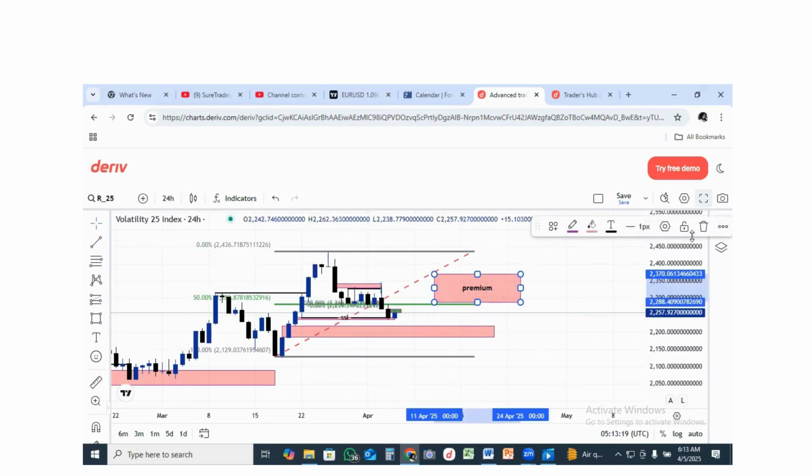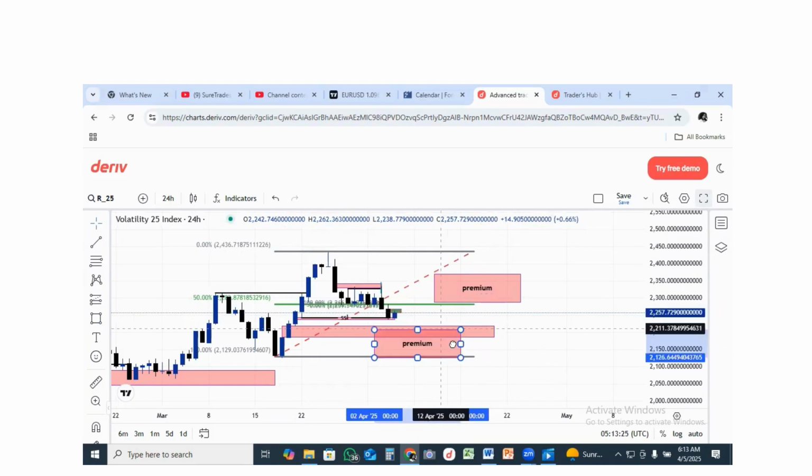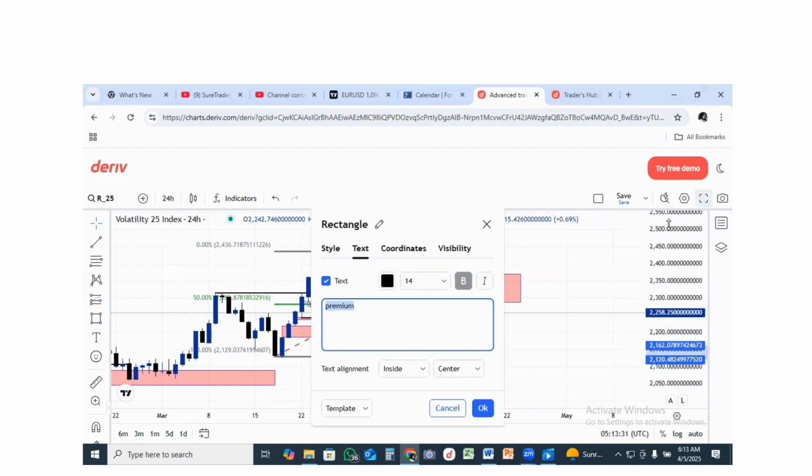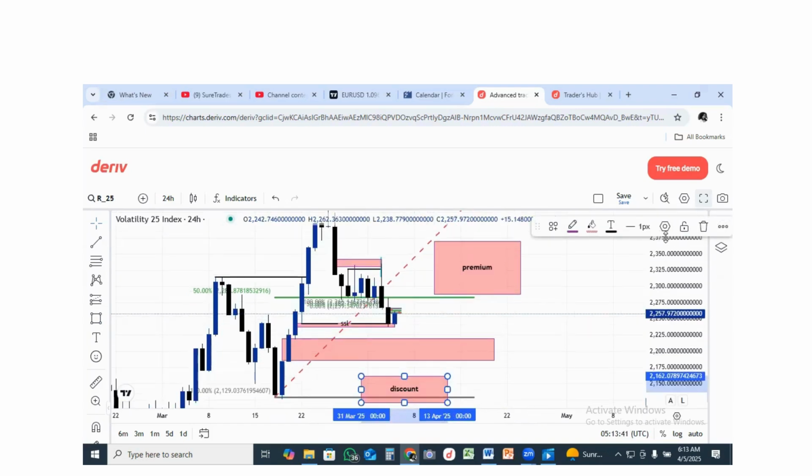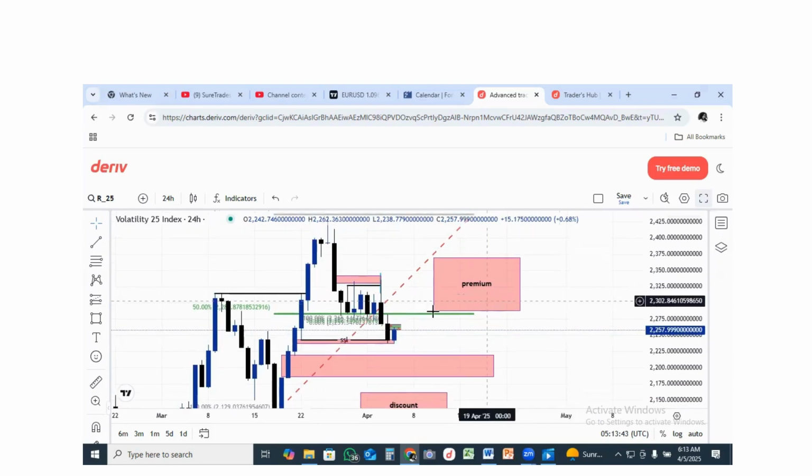And this part of your chart is called your discount. This is a point where anytime price comes to this particular zone, you buy. Now, price was coming down into discount.